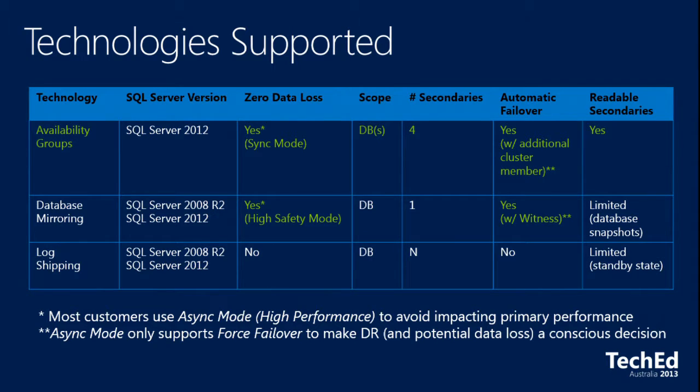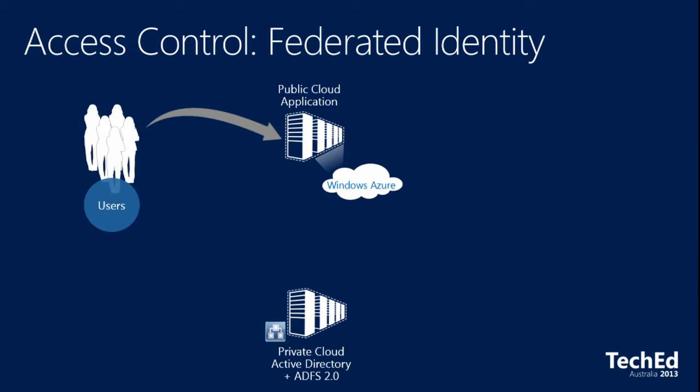But the other reason you wouldn't use availability groups is if you're not on SQL 2012, or you've already got a database mirroring infrastructure set up, you could just extend that to the cloud. And then log shipping is going to basically be backups for you.